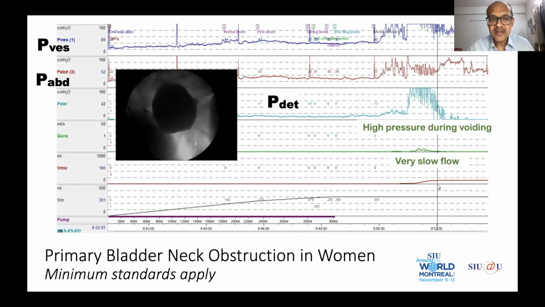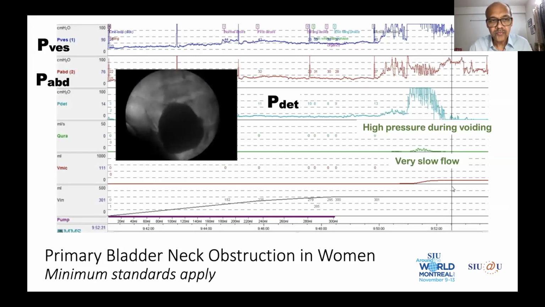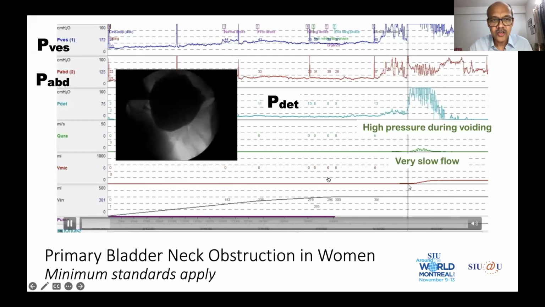Because what we record as a pressure is not just a function of how much contraction is there, it's also how much is the resistance. If there's no resistance, you don't see a pressure rise at all. So this again is a primary bladder neck obstruction in a woman.